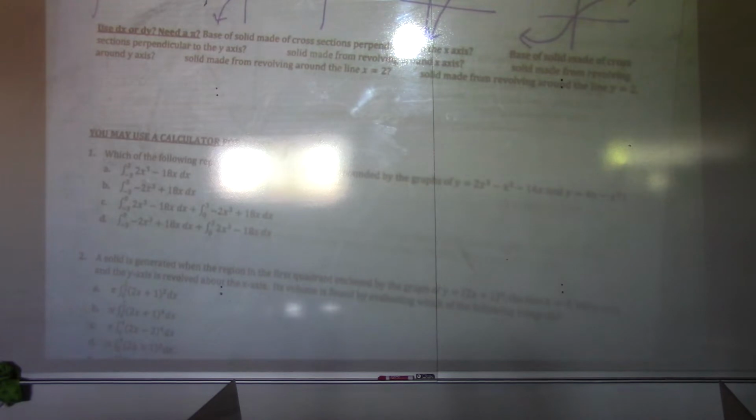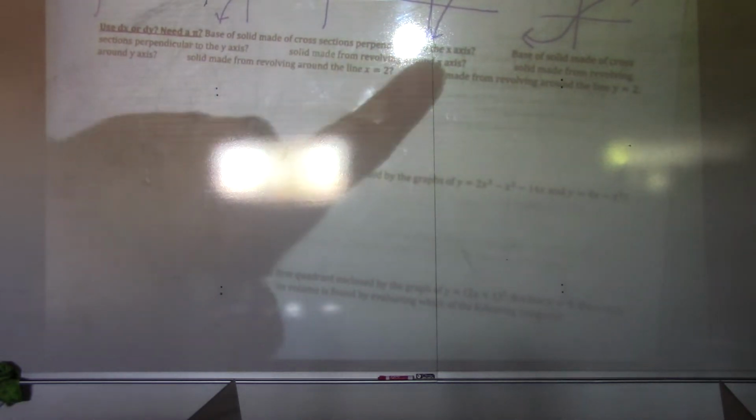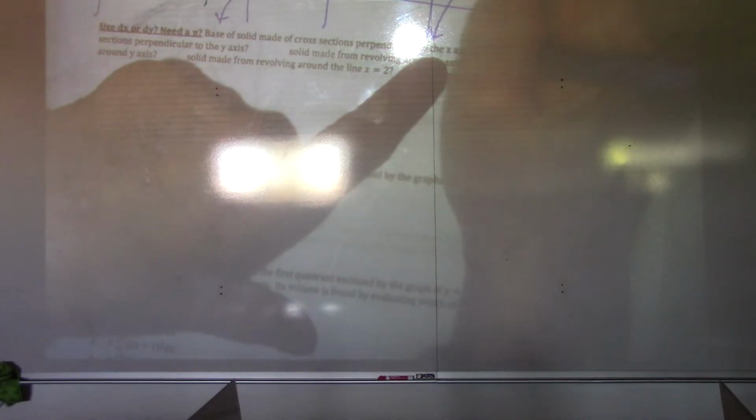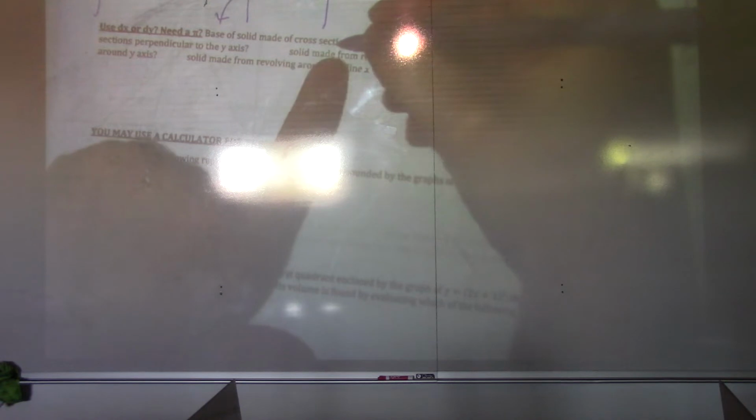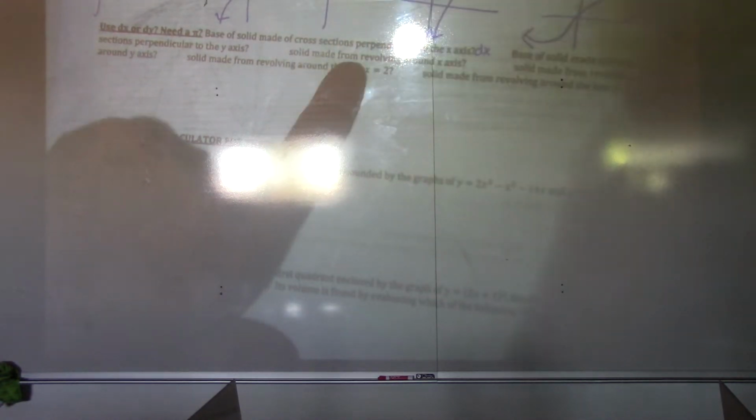Alright, using dx or dy, and do you need a pi or not? Cross section is perpendicular to the x-axis, that is a dx. You do not need a pi, well, depends. I guess if it's squares or rectangles, you don't need a pi. If you're looking at semicircles, you wouldn't need a pi.